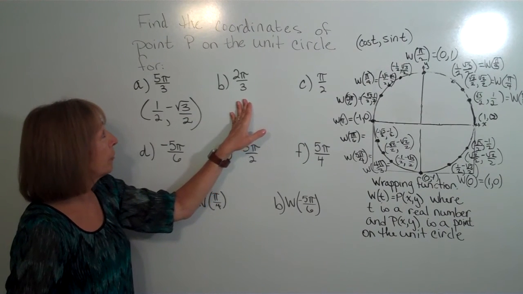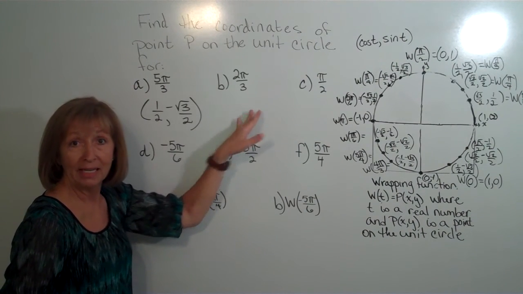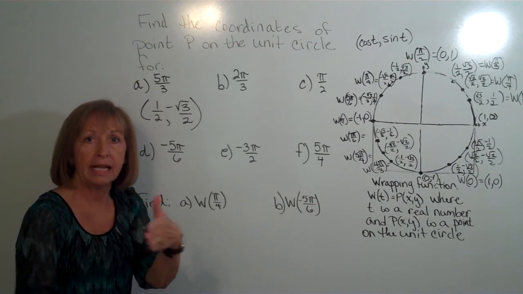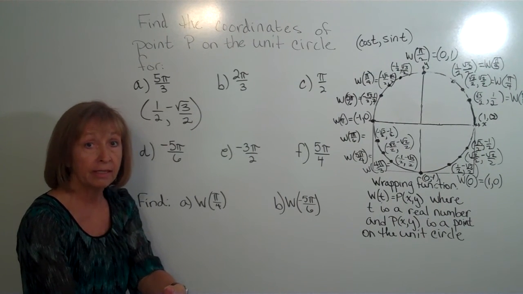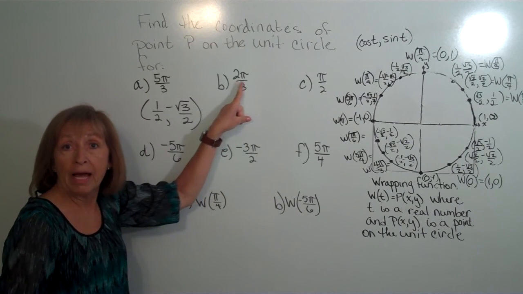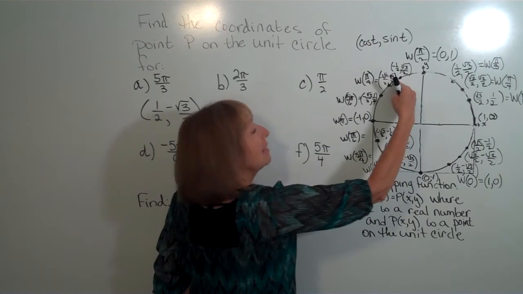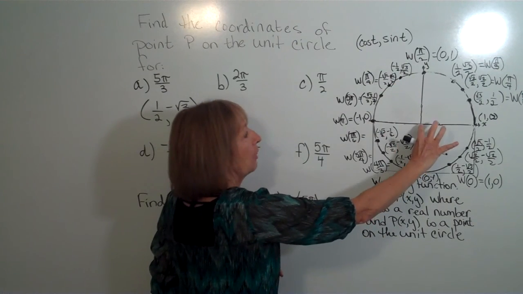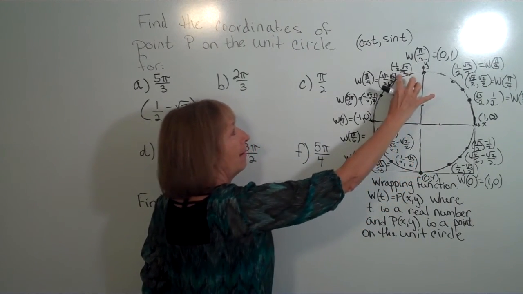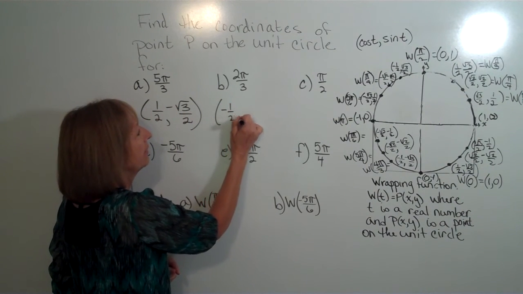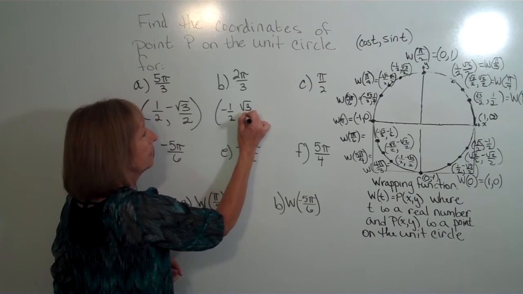For 2 pi over 3, now this is still a pi over 3, so it's still going to have that 1/2 as the x coordinate and square root of 3 over 2 for the y coordinate. But where does 2 pi over 3 land? It is in the second quadrant, so I have to go left and up. So that's going to be negative 1/2 comma positive the square root of 3 over 2.